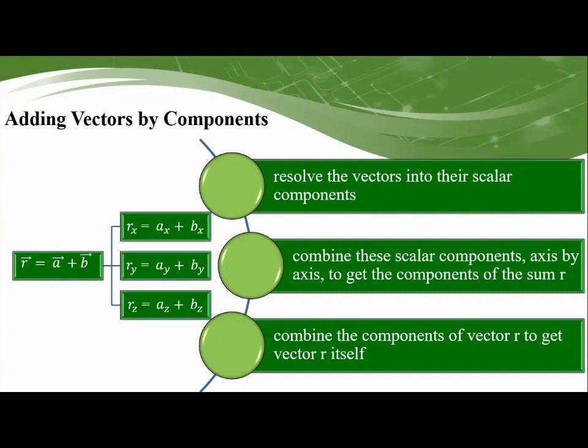In other words, two vectors must be equal if their corresponding components are equal. These equations tell us that to add vectors A and B, we must first resolve the vectors into their scalar components. Second, combine these scalar components axis by axis to get the components of the sum R. And third, combine the components of vector R to get vector R itself.